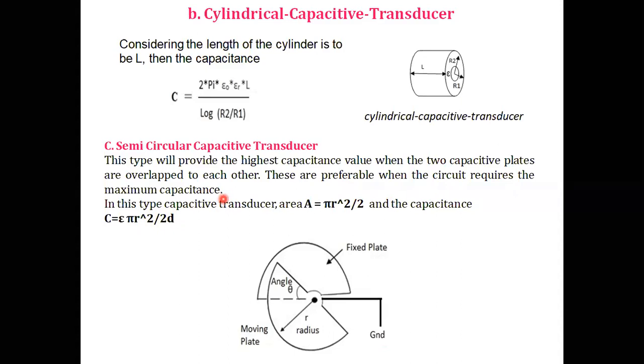We are going to use this semicircular type of capacitor transducer. In this type of capacitor transducer, area is given by pi r square by 2. This is the basic formula, we know this one. And the capacitance C is given by epsilon pi r square by 2d. This is the formula for capacitance for a semicircular type of capacitor transducer.